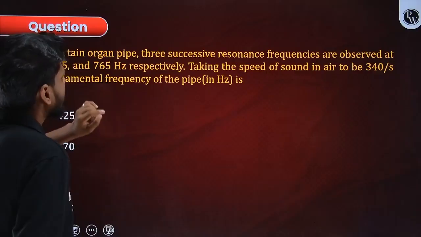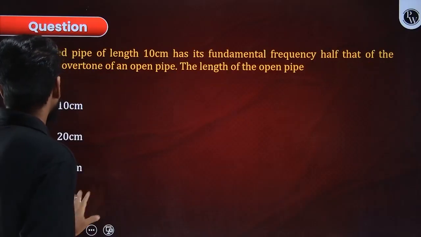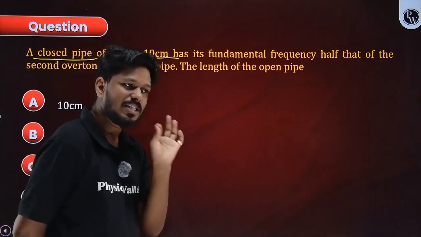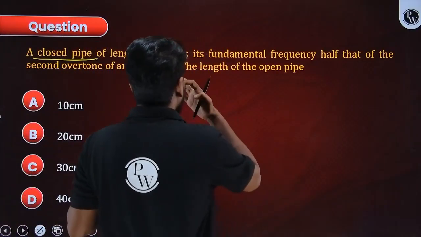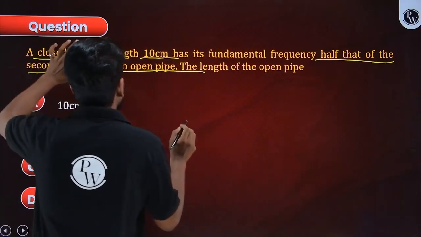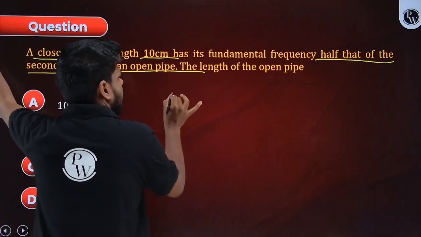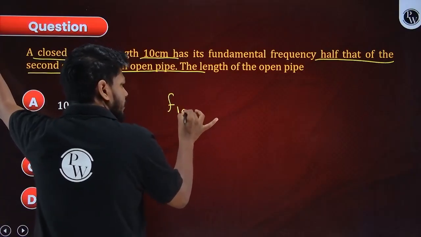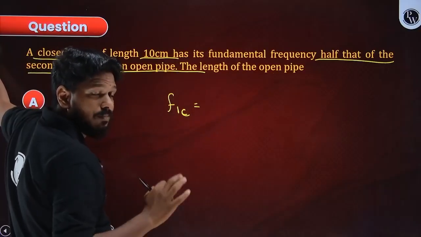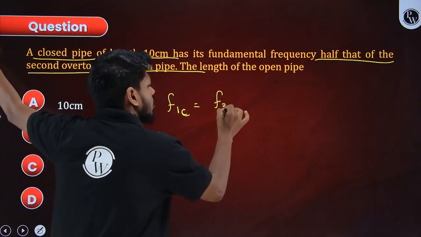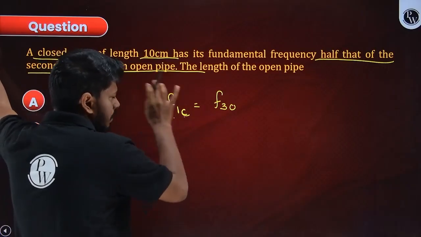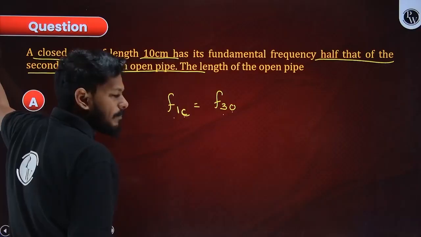For a certain organ pipe, 3 successive... Okay, let's leave this question for now. A closed pipe of length 10 centimeter. There is a closed pipe whose length is 10 centimeter. Okay. It has its fundamental frequency half that of the second overtone of an open pipe. So they are telling the fundamental frequency of the closed pipe is half the second overtone. Second overtone means third harmonic, so the third harmonic of the open pipe. Are you able to follow? First harmonic of closed pipe is equal to the third harmonic of the open pipe.